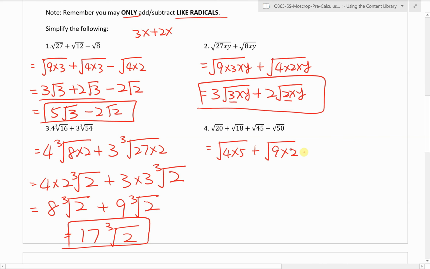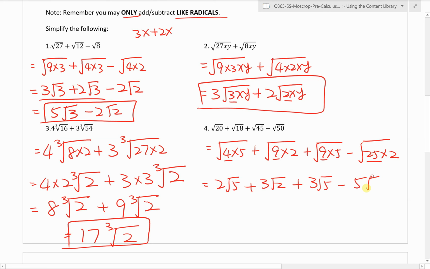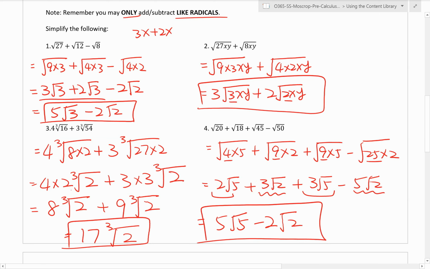18 is 9 times 2. 45 is 9 times 5. 50 is 25 times 2. Okay, so again, these are all perfect squares, and they are factors of those radicands. So this is 2 root 5 plus 3 root 2 plus 3 root 5 minus 5 root 2. Okay, we have these two as like radicals and then these two as like radicals. We can definitely combine them together. 2 plus 3 is 5, so 5 root 5. 3 minus 5 is negative 2, so minus 2 root 2. And that's your final answer.